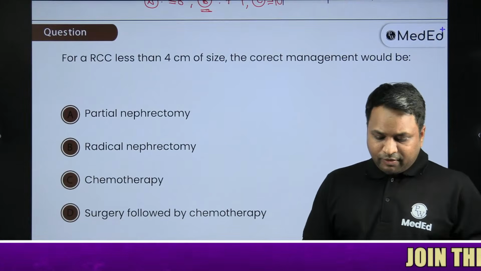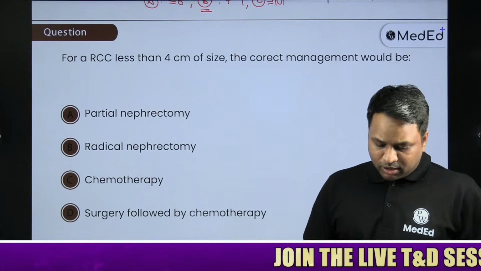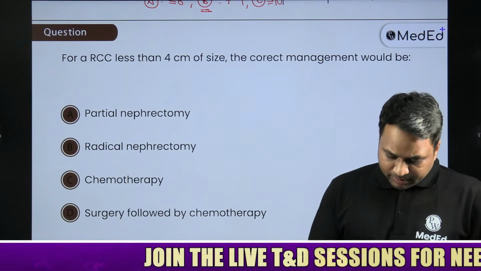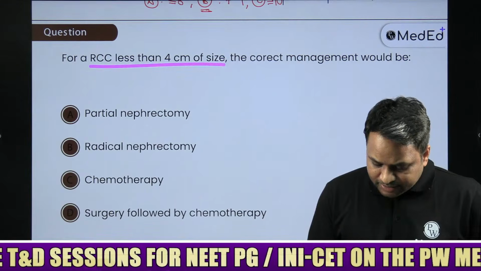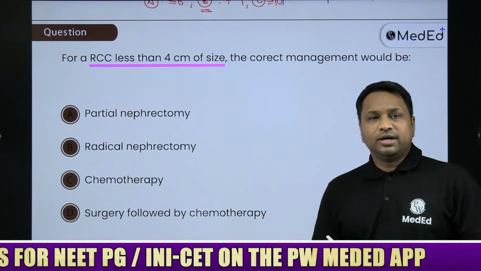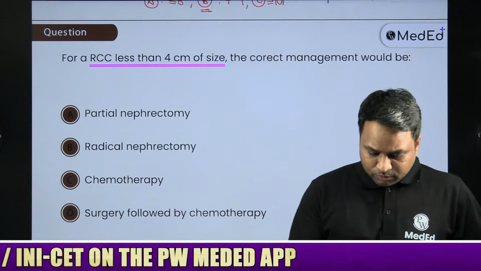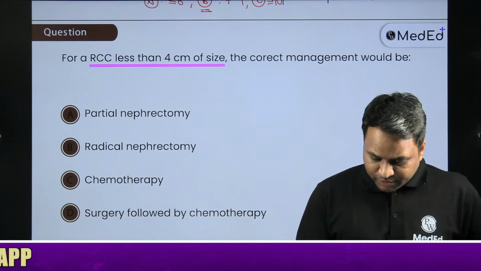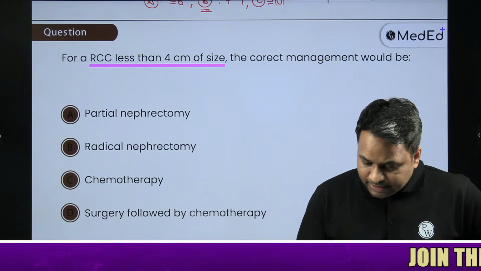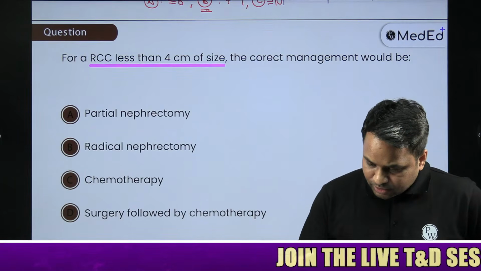Okay. Now, if you have a patient of renal cell carcinoma of size less than 4 centimeters, then how do you manage RCC of size less than 4 centimeters? Now, in order to understand this, first you should know the classification. We call it Robson's classification. So, what is this Robson's classification?